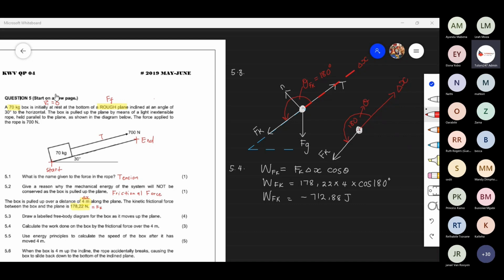There was a hand, I think Fezzi, your hand was up. Do you still have a question or are you sorted now?